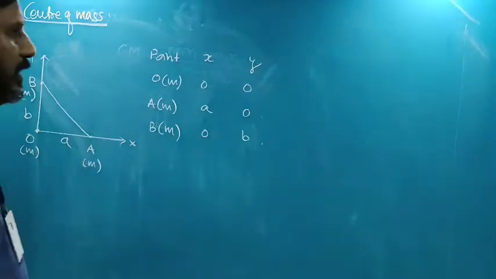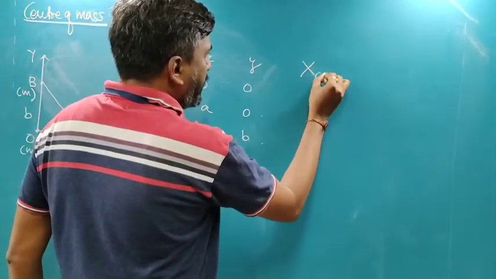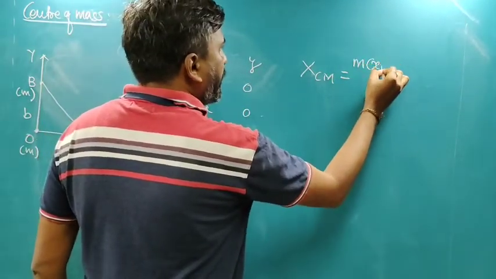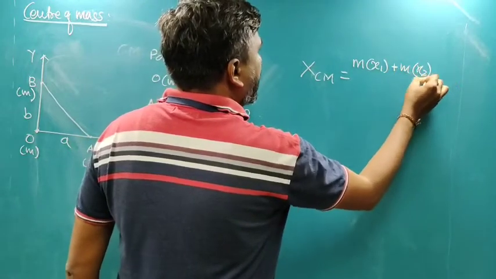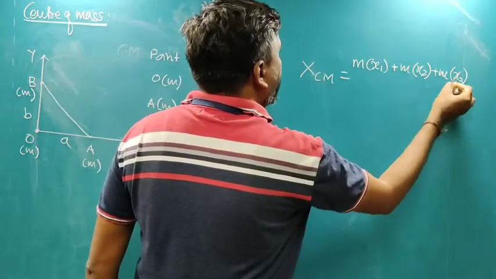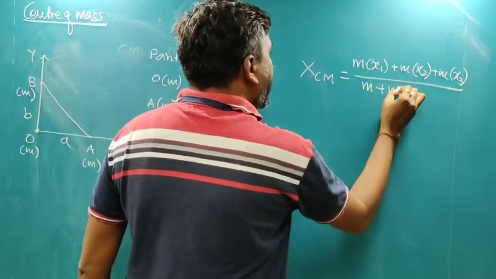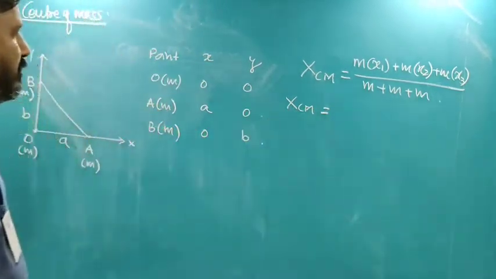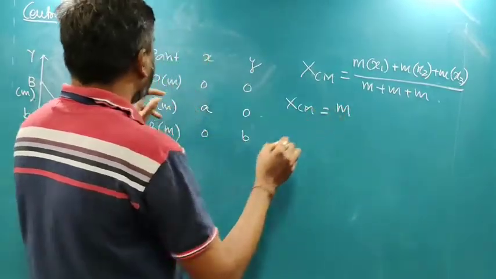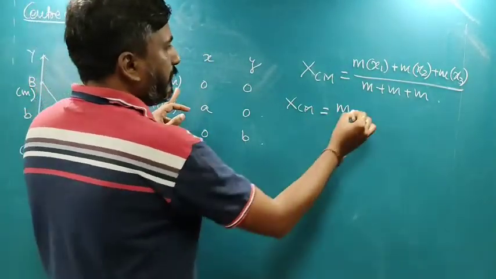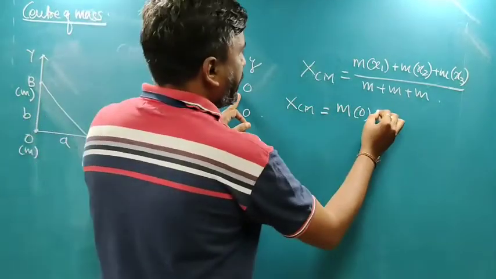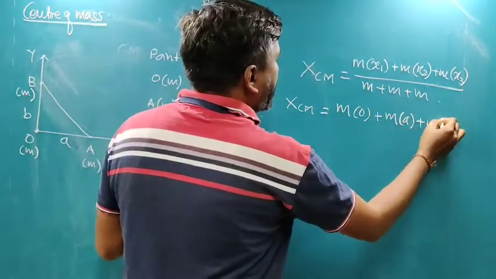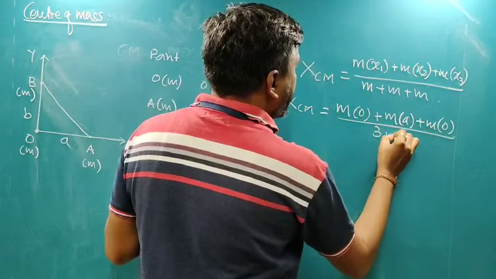Now we have to find the center of mass. Its coordinate along the x-axis equals the first mass m into x1, plus the second mass m into x2, plus the third mass m into x3, divided by the sum of masses, that is m plus m plus m. So the x coordinate of the center of mass equals: the first mass at the origin O, its mass is m, its coordinate is x1 equals 0; the second mass is at A, its coordinate is a; the third mass is at B, its coordinate is 0; and the sum of masses is 3m.